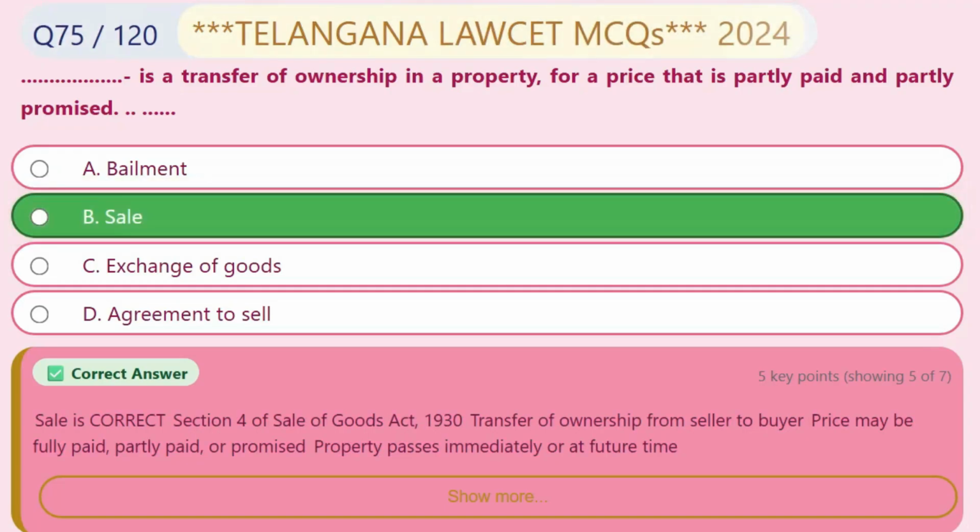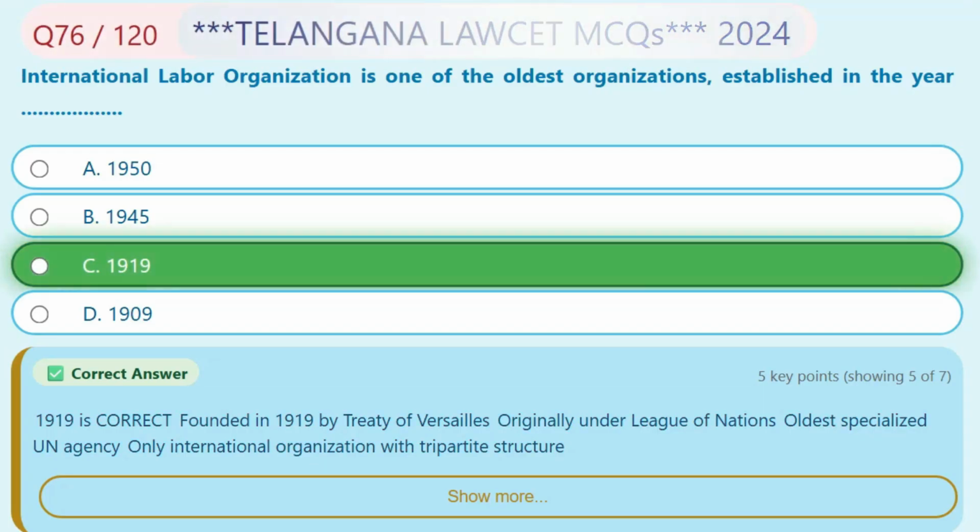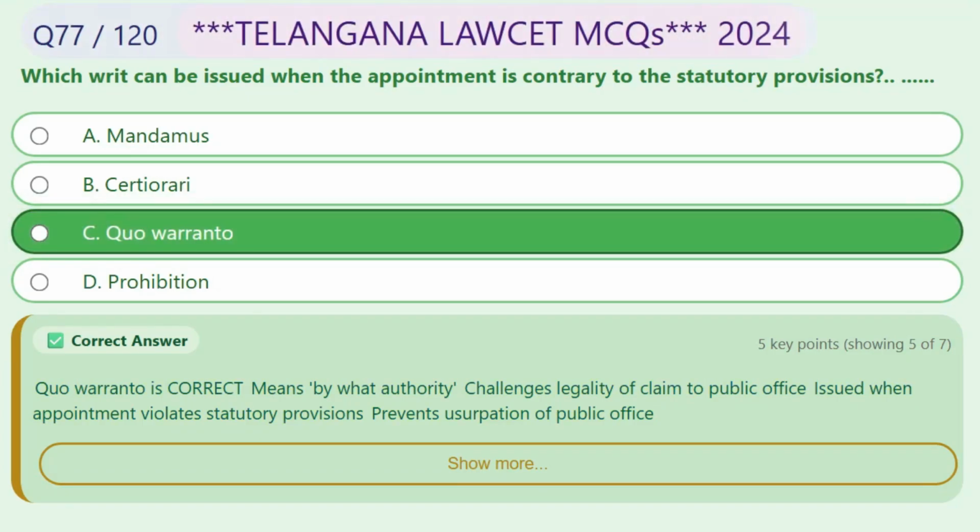A transfer of ownership in a property, for a price that is partly paid and partly promised, is a sale. The International Labour Organization is one of the oldest organizations, established in the year 1919. Which writ can be issued when the appointment is contrary to the statutory provisions? Quo warranto.